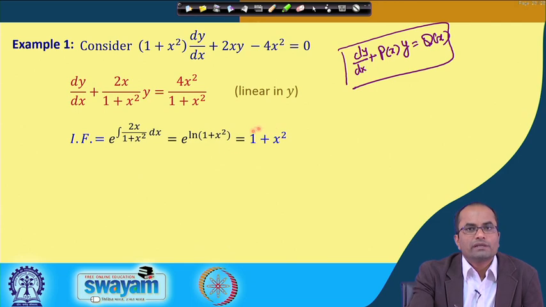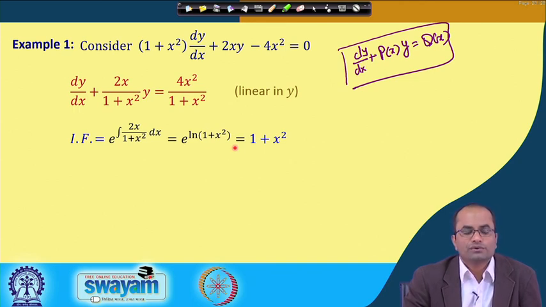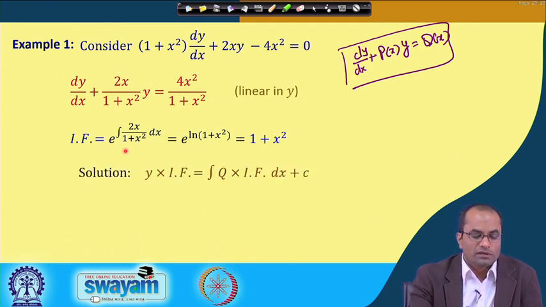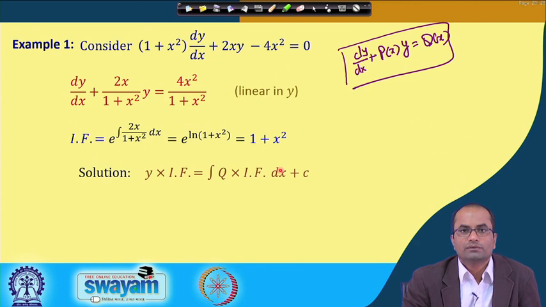Having this integrating factor, 1 + x², we can use directly the formula for writing down the solution, or we can multiply the given equation by 1 + x², and then we can see the left hand side is a total differential of some function. So, the solution is y times the integrating factor equal to the integral of q times the integrating factor dx, plus a constant c.